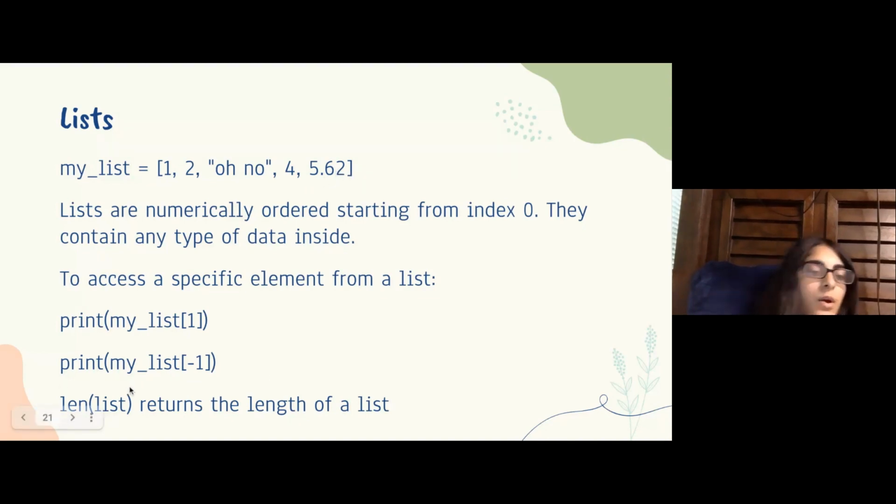Len list, what that does is it tells you the length of the list. You can just count how long this is. 1, 2, 3, 4, 5. This would return 5.